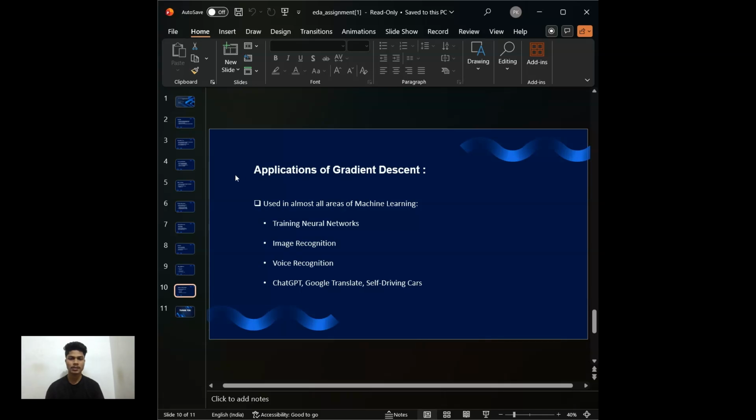So here are some applications of gradient descent. Gradient descent is not a small concept. It is used almost everywhere in machine learning. It is used to train neural networks, which power AI models, also in image recognition, like identifying faces or objects, in voice recognition, like Alexa and Siri, ChatGPT, Google Translate, self-driving cars, and much more. Basically, wherever a machine needs to learn from data and improve, gradient descent is working behind the scenes.